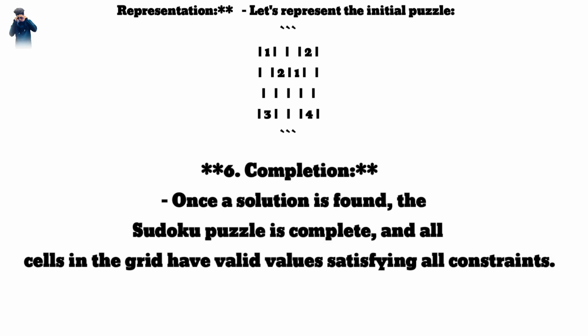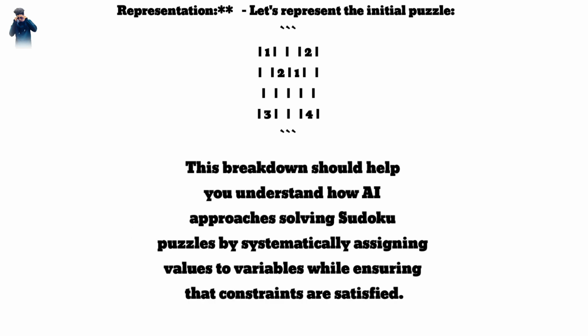6. Completion. Once a solution is found, the Sudoku puzzle is complete, and all cells in the grid have valid values satisfying all constraints. This breakdown should help you understand how AI approaches solving Sudoku puzzles by systematically assigning values to variables while ensuring that constraints are satisfied.